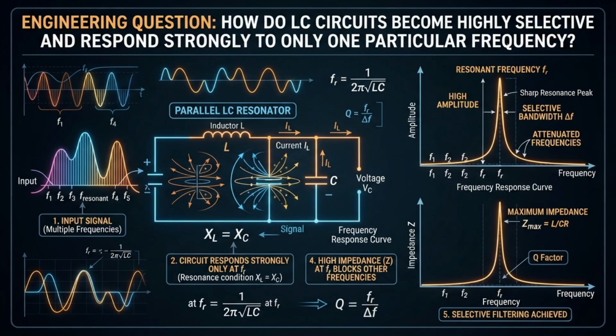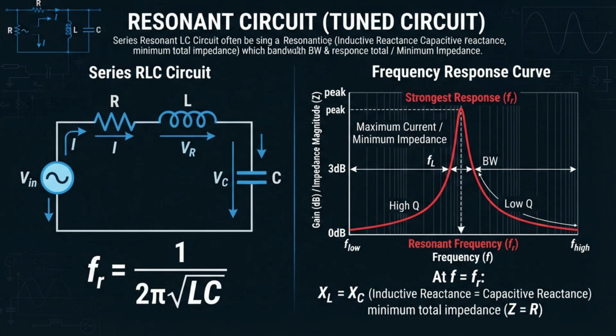This raises an important engineering question. How do LC circuits become highly selective and respond strongly to only one particular frequency? A resonant circuit, also called a tuned circuit, is an LC network that naturally responds most strongly at a specific frequency called the resonant frequency.